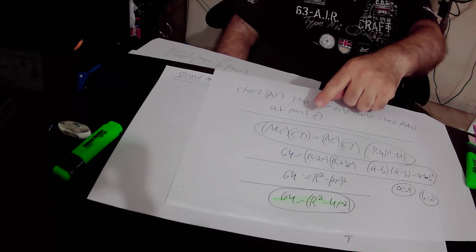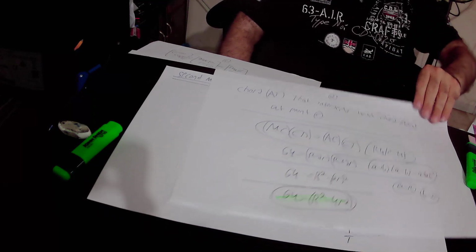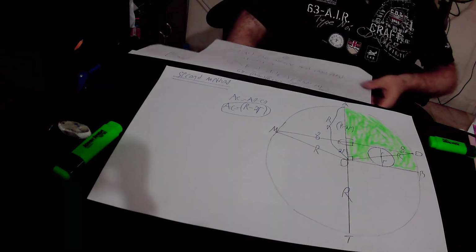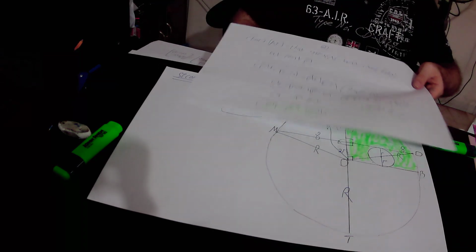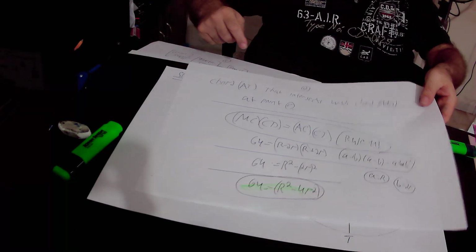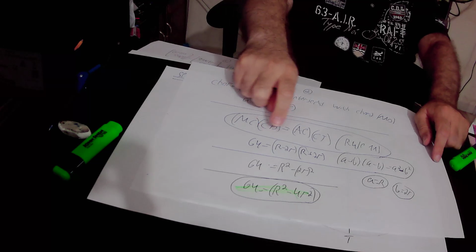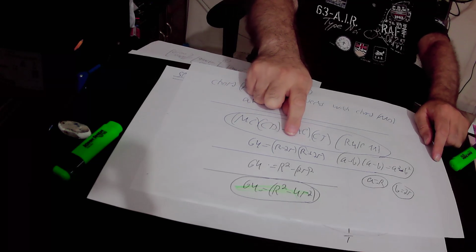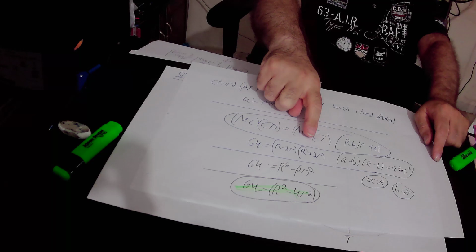MC is 8, CD is 8, so 8 times 8 is 64. AC equals capital R minus 2R, and CT equals capital R plus 2R. So in conclusion, we found out that 64 equals capital R minus 2R times capital R plus 2R.